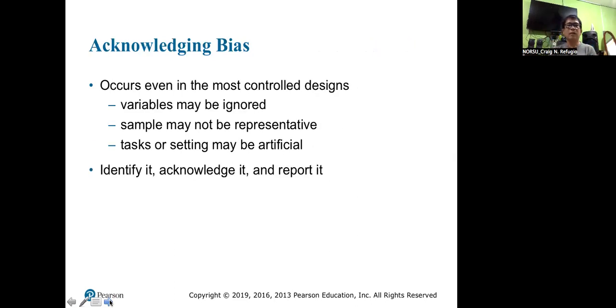Acknowledging bias. Of course, even in the most controlled designs, variables may be ignored, the sample may not be representative, the task or setting may be artificial. Identify it, acknowledge it, and report it. That's how you're going to acknowledge bias: identify the bias, acknowledge the bias, and then report the bias.